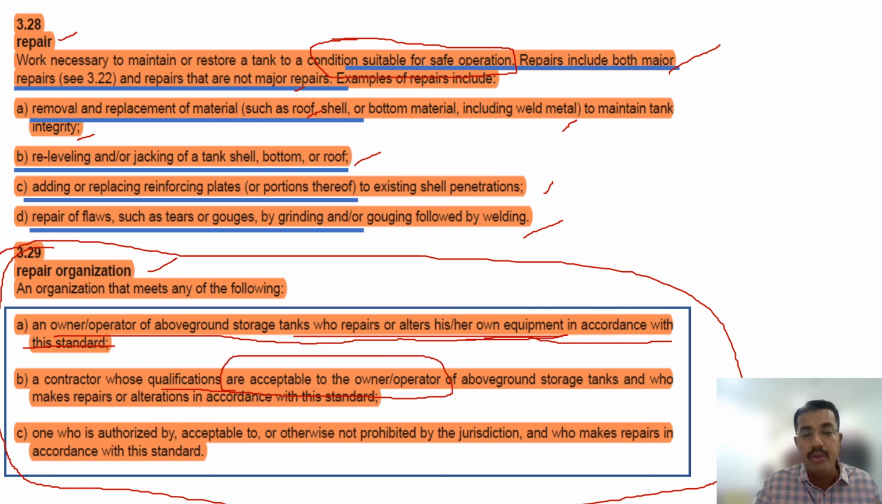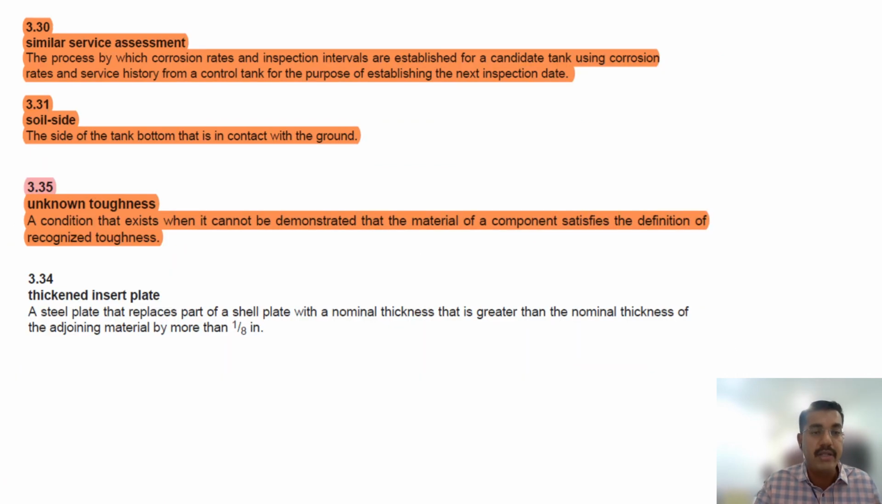So everything comes to the purchaser, owner or operator, okay, of above ground storage tank and who makes repair or alteration in accordance with the standard. One who is authorized by, acceptable to, or otherwise not prohibited by the jurisdiction. Jurisdiction means local authority, okay, and who makes repair in accordance with the standard is called a repair organization. So please remember these terms. This will come as a question in the exam. Always, what is a repair organization?